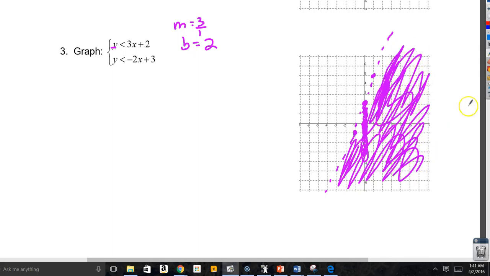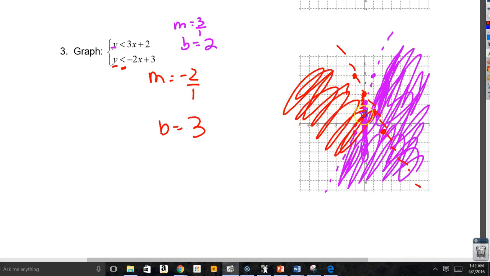I'm going to use a different color. Alright, so this one we have a slope of -2 over 1 and a y-intercept of 3. So it's down 2 over 1, down 2 over 1. It's a dotted line. And it says y is less than. So here's my y, here's my less, so we're shading this side.